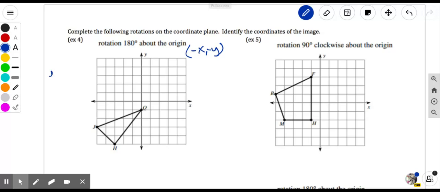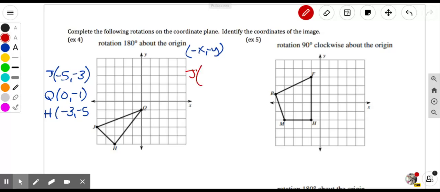So J is at -5, -3. Q is at 0, -1. H is at -3, -5. I'll use a different color to do the new one.